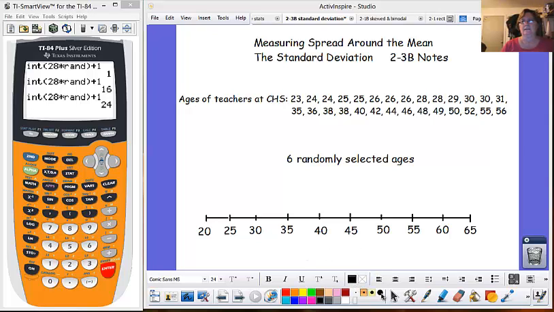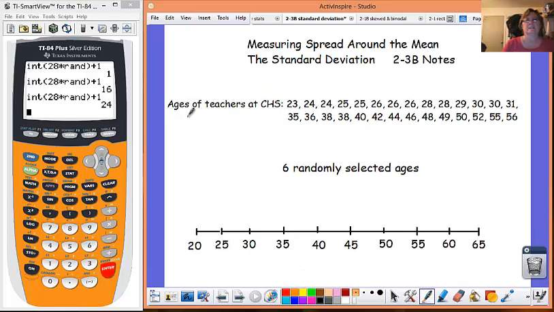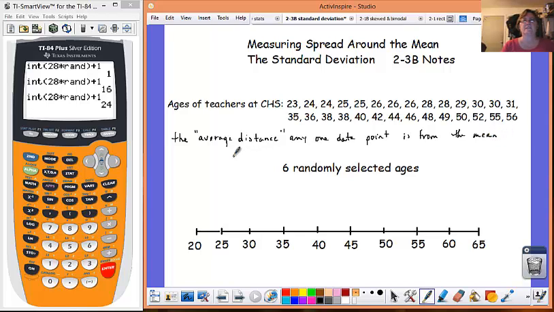By definition, standard deviation represents the average, and I'm going to put that in quotes, the average distance any one data point is from the mean. So there is a definition for the term standard deviation, at least in layman's terms. It's the quote-unquote average distance that any one data point is from the mean of the data set.